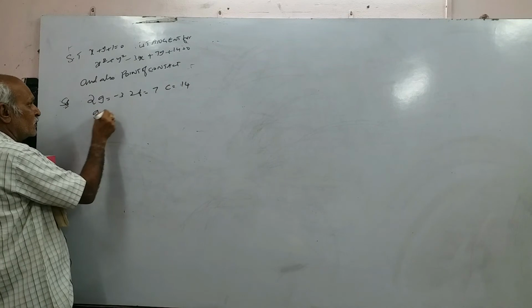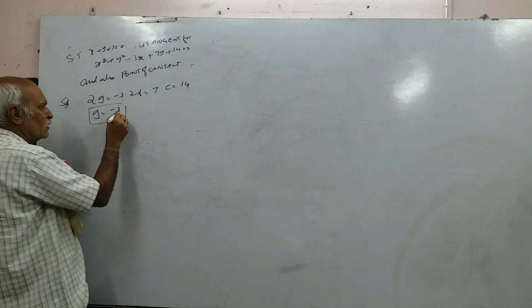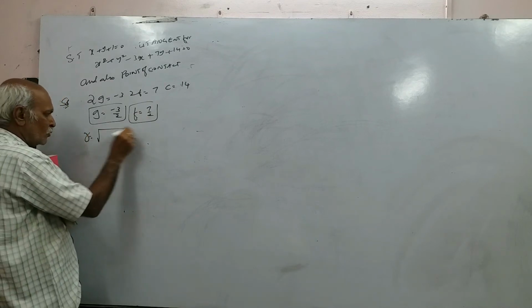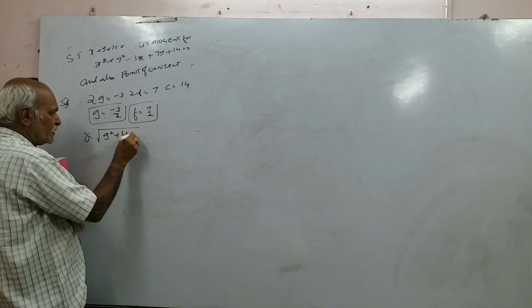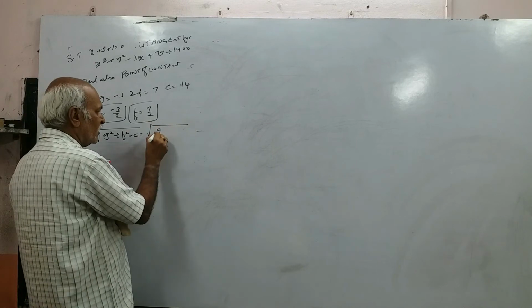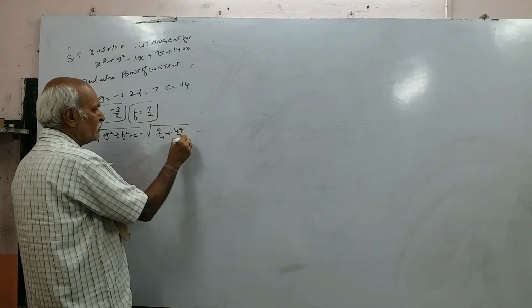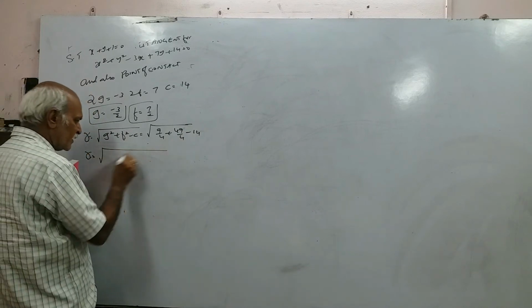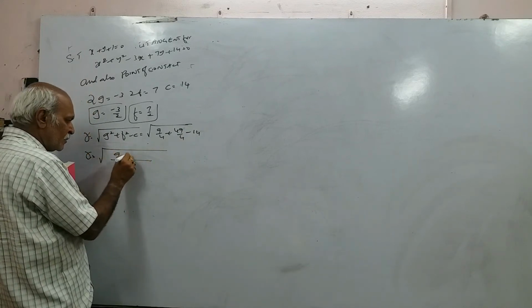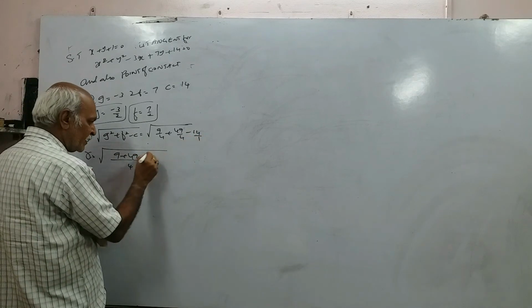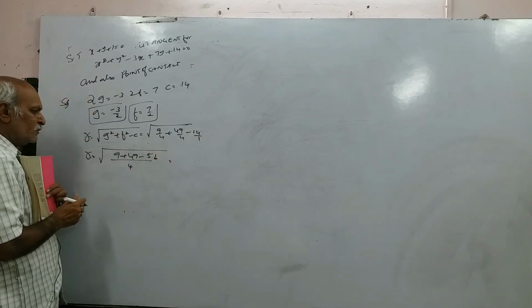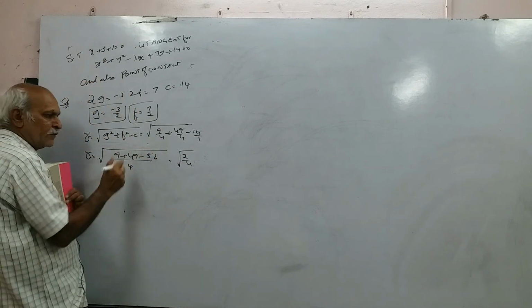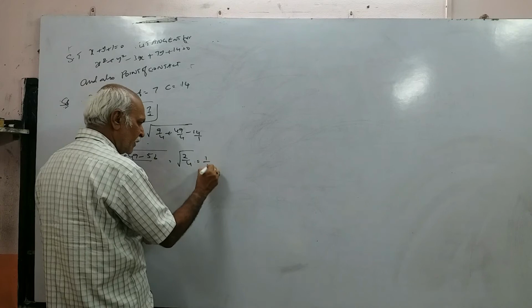What is the g value? Minus 3 by 2. What is the f value? 7 by 2. What is the radius? Root of g square plus f square minus c. Root of 9 by 4 plus 49 by 4 minus 14. So r is equal to, LCM is 4, 9 plus 49 minus 56. So how much does it become? 2 by 4, because 58 minus 56 is 2. So that is 1 by root 2.